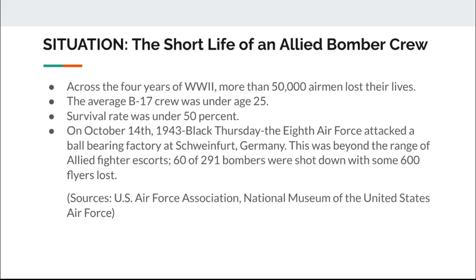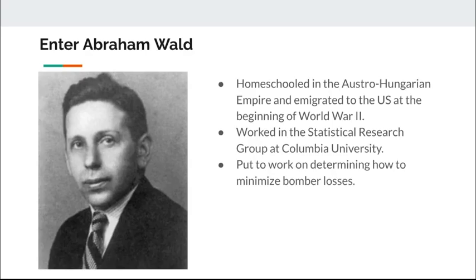This was beyond the range of the Allied fighter escorts, and 60 out of the 291 bombers, so that's about 20%, were shot down with some 600 flyers lost. So at this point, someone named Abraham Wald enters the story.